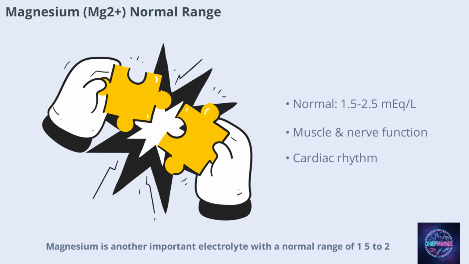Magnesium is another important electrolyte, with a normal range of 1.5 to 2.5 mg/L. It's involved in muscle and nerve function as well as cardiac rhythm. Hypomagnesemia can cause neuromuscular irritability and arrhythmias, while hypermagnesemia may result in muscle weakness and respiratory depression. Recognizing these symptoms is key for NCLEX success.